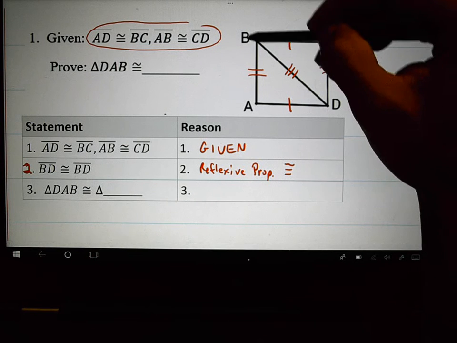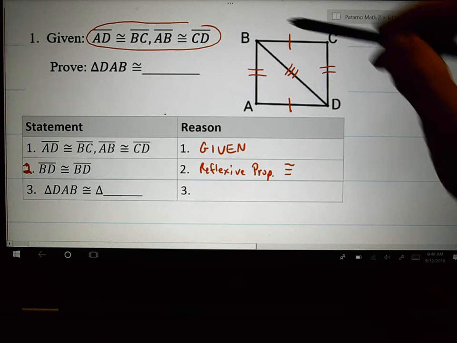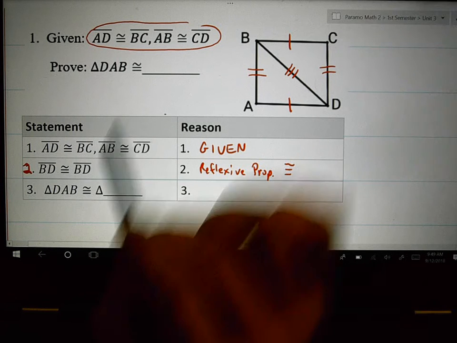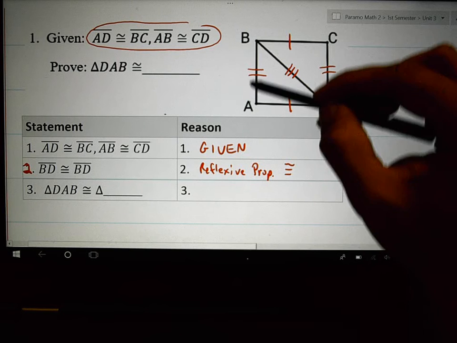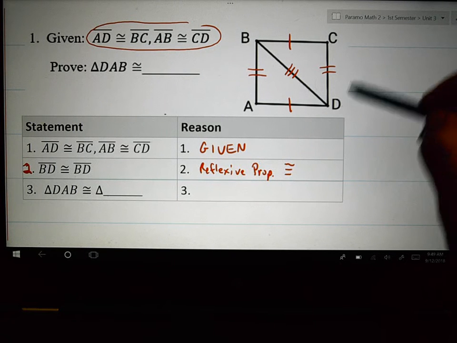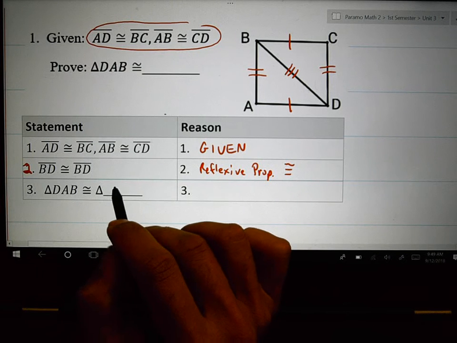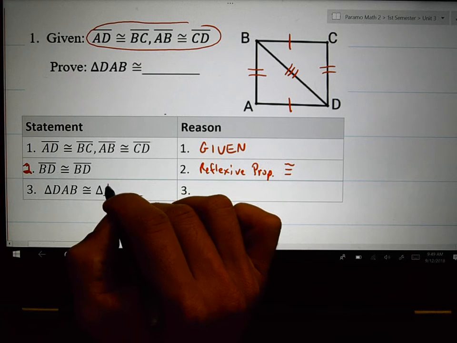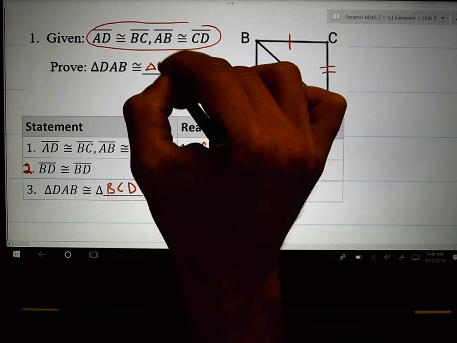1, 2, and then it goes, I guess, 3. DAB, 1, 2. What triangle are we trying to prove it? We went from the 1 to the 2, so I need to go from the 1 to the 2. The order matters. What letters go here? What other triangle are we proving it congruent to? BCD. This needs to be triangle BCD.